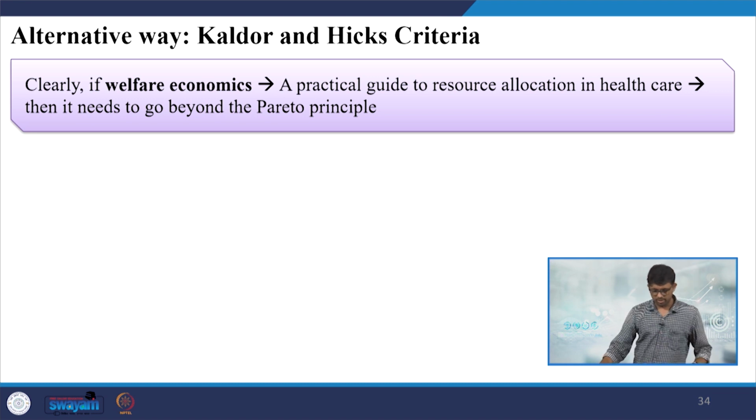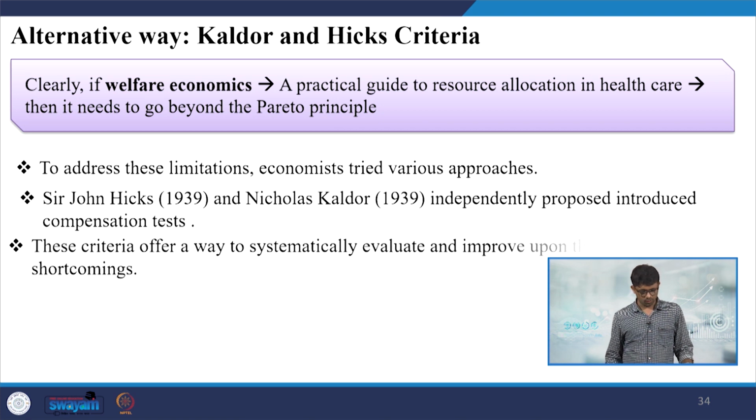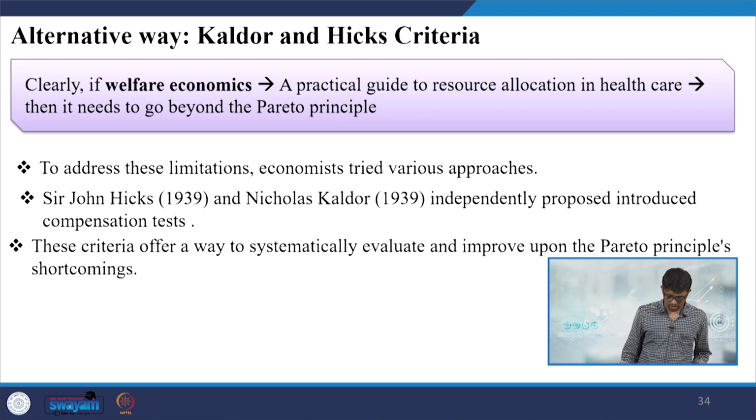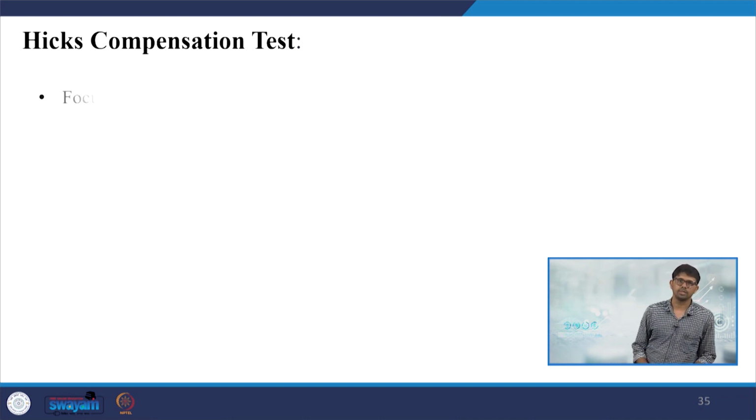Clearly, if welfare economics is to be followed as a practical guide to resource allocation in healthcare, then it actually needs to go beyond the Pareto principle. Basically, to find out the best possible bundle in terms of resource allocation, we need to go beyond the Pareto principle. To address these, we take the help of Hicks's 1939 work and Nicholas Kaldor's 1939 papers. They introduced the compensation test. The criteria offer a way to systematically evaluate and improve upon the Pareto principle's shortcomings.